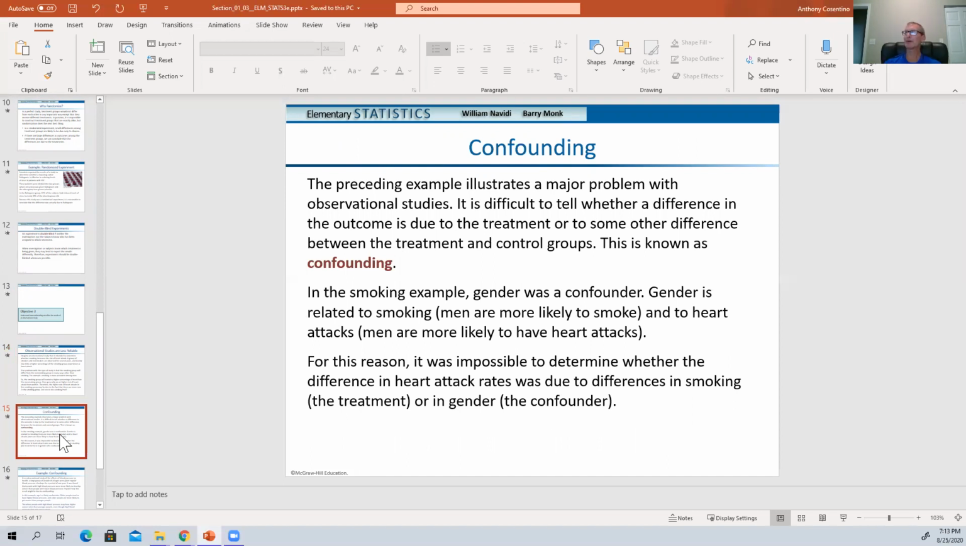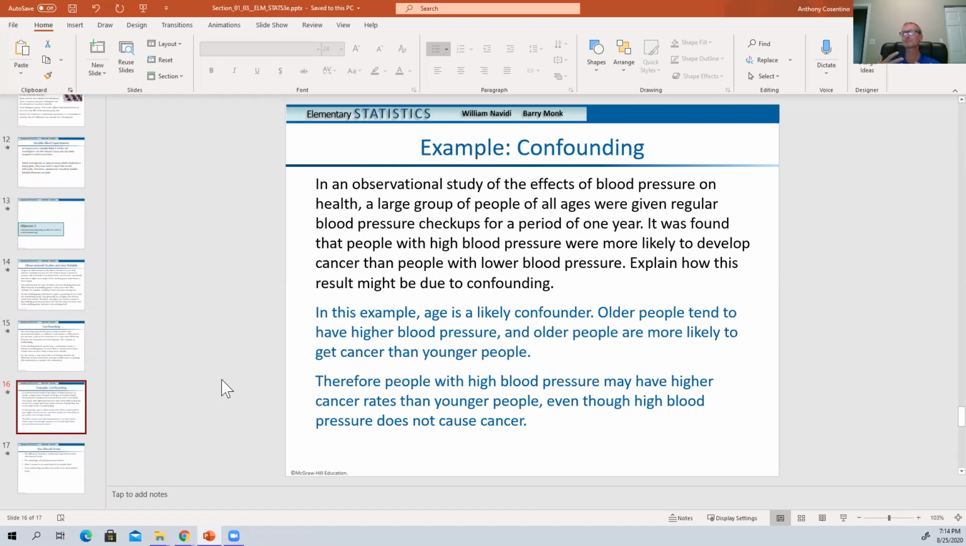An example here is that gender was confounding. Gender is related to smoking, as men smoke more than women. And heart attack is also affected by gender, where men typically get more heart attacks than women. So for this reason, it's not as scientific to determine whether the difference in the heart attack rates is due to smoking in this particular experiment, because of confounding. And you'll see that there are quite a few examples where this could happen.